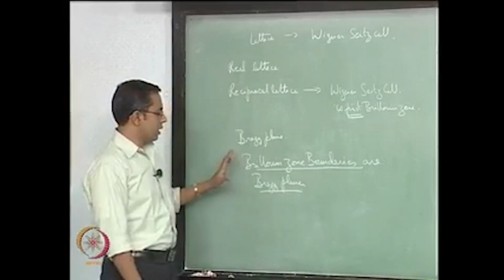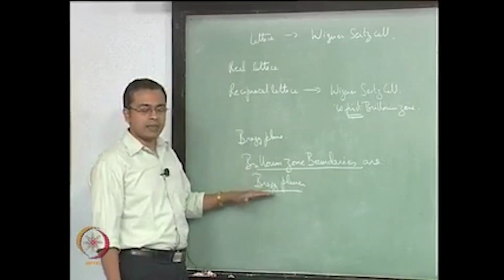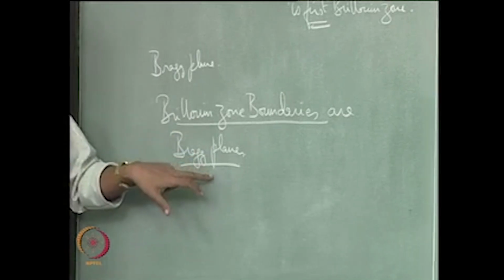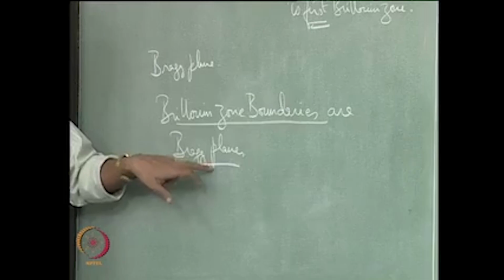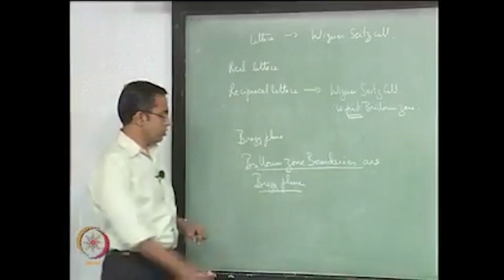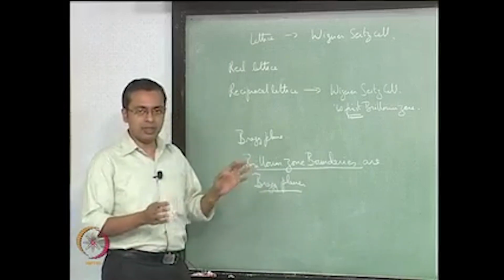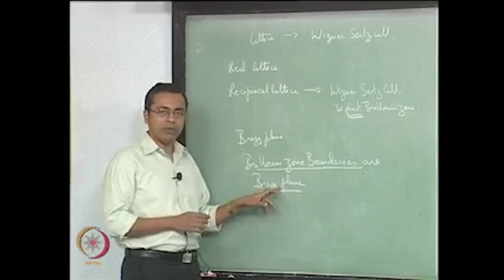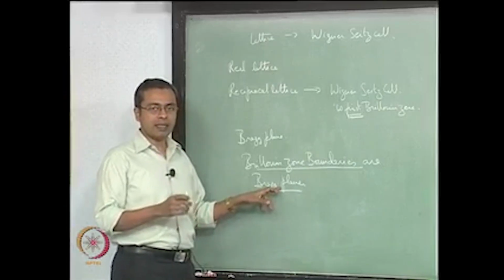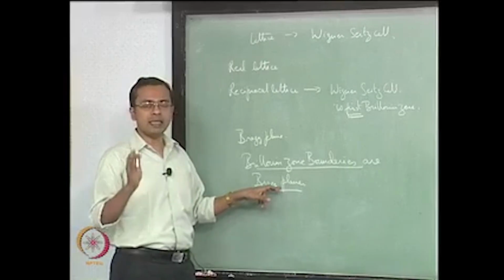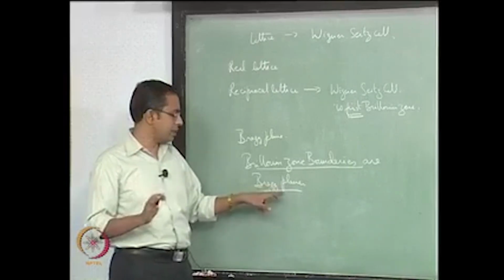Okay, so Brillouin zone boundaries are Bragg planes, and therefore we will now look at what is the significance of a Bragg plane, and that therefore implies the same significance for the Brillouin zone boundary. Okay. So so far we have actually learnt all these things independently. Today we are going to start pulling them together. So we have already defined what is a Bragg plane. It is the plane that bisects the vector joining the origin of reciprocal lattice to any reciprocal lattice point. Okay, so that is the Bragg plane.